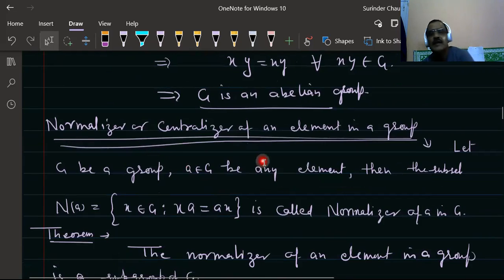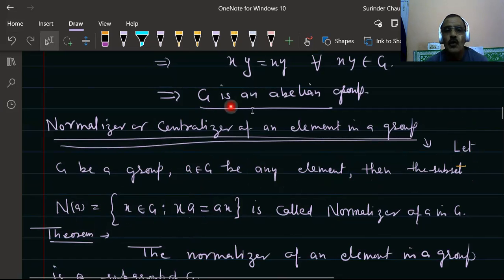Now, normalizer and centralizer of an element of a group. Let's differentiate what is the center of a group and what is the normalizer and centralizer of an element of a group. Let G be a group, and a belongs to G be any element. Then the subset Na consisting of those elements x belonging to G which commute with a.